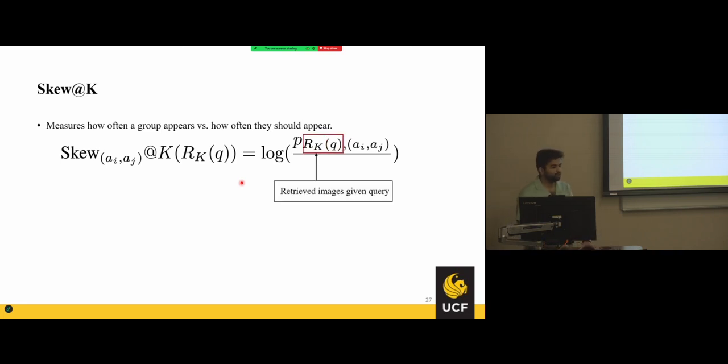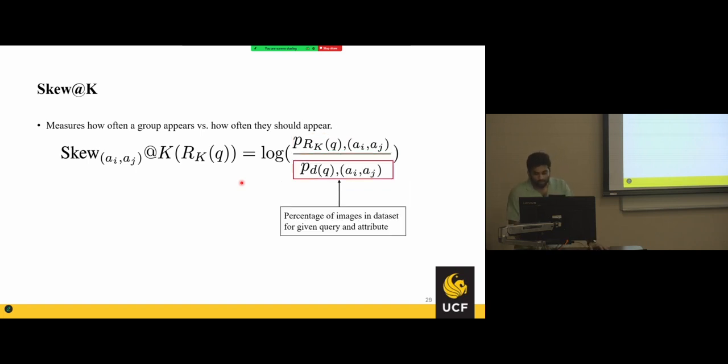R_K(Q) is the total number of images retrieved, the entire set, given this particular query. So assuming that we have a K of 20 and a query of doctor, then our set would contain 20 images of doctors from the data set. The entire numerator of the logarithm is the percentage of retrieved images that contain the attribute pair that we are looking for within that particular K number of images. The denominator is the percentage of images for the given attribute pair and the query within the entire data set.